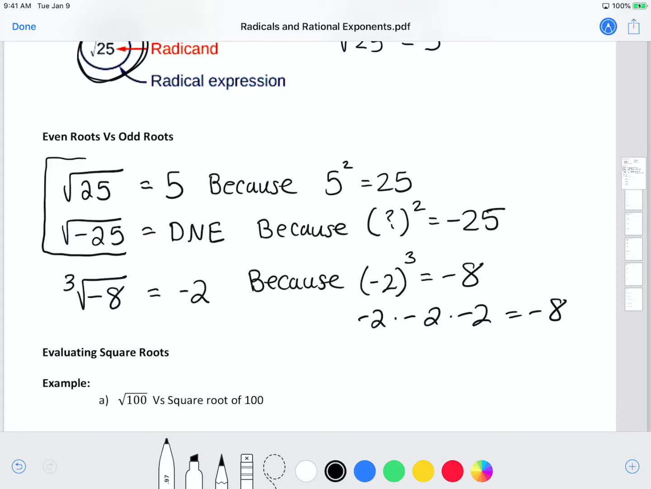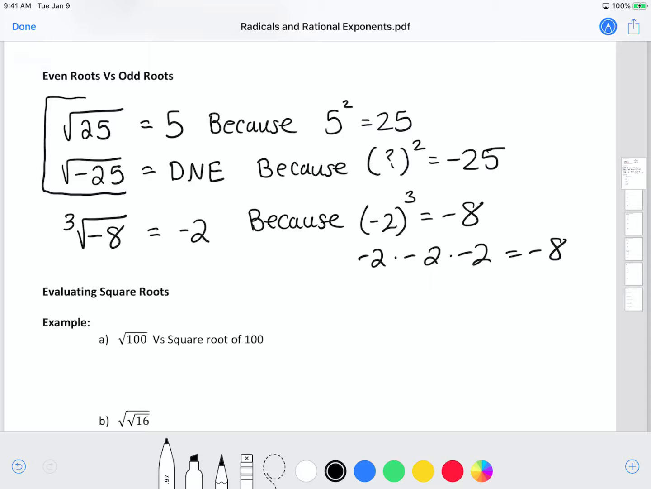That does exist. So what it comes down to is, just remember that when you're looking at an even root, a root that is the square root, or the fourth root, or the sixth root, or something like that, you cannot take the root of a negative number because it doesn't exist within the set of real numbers. But you can take an odd root of a negative number.